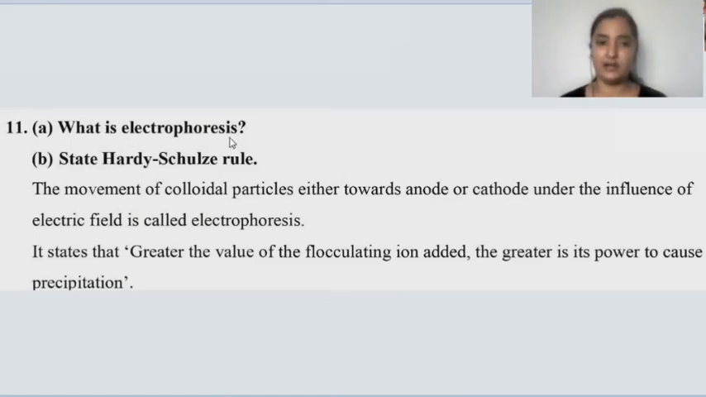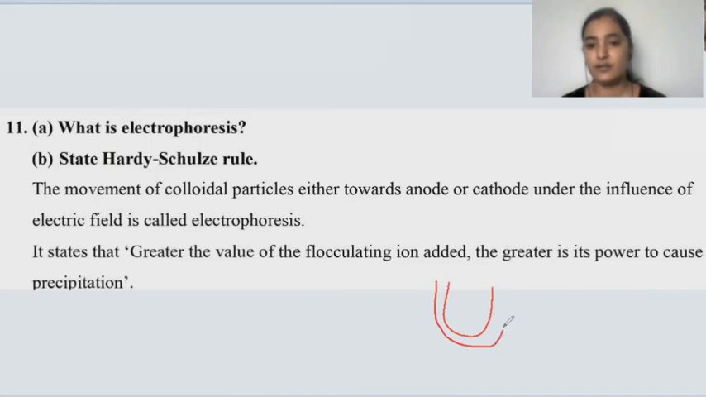When you think of electrophoresis, this electrophoresis is a process. If we say why this process is employed, here this process is employed in order to find out the charge carried by the colloidal particles. How are they going to find out the charge that is carried by the colloidal particles? They are going to keep the colloidal solution in a U-shaped tube, like this. There will be a U-shaped tube here.